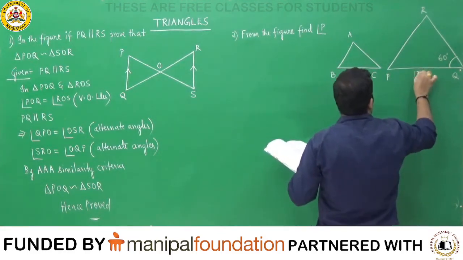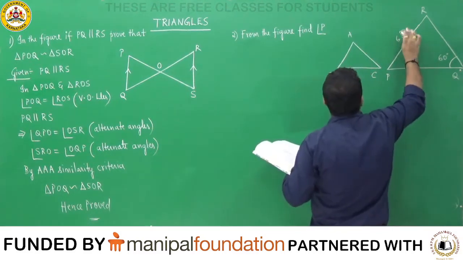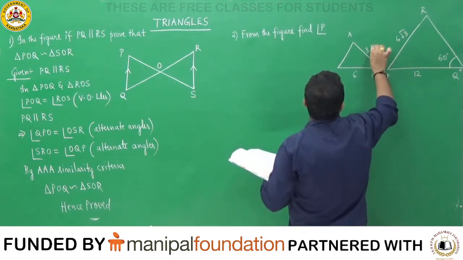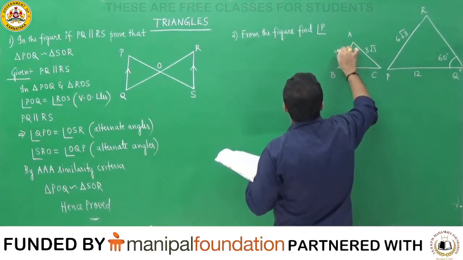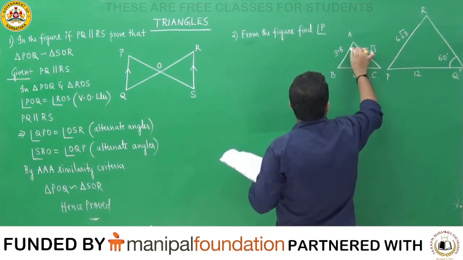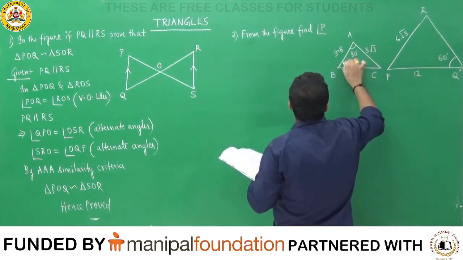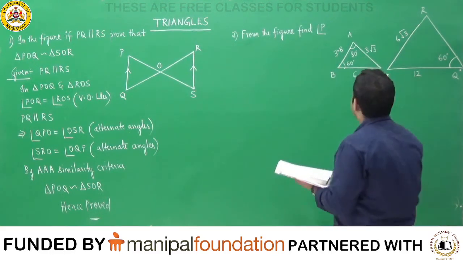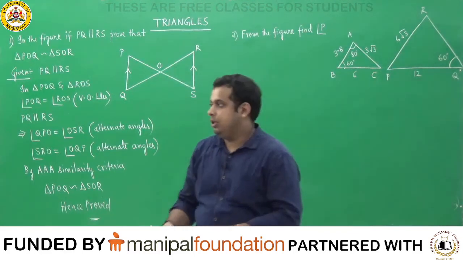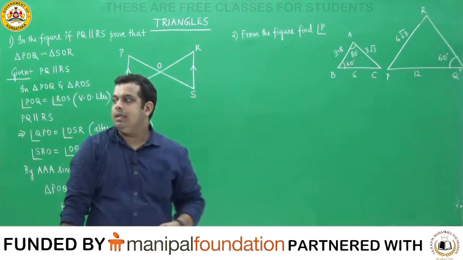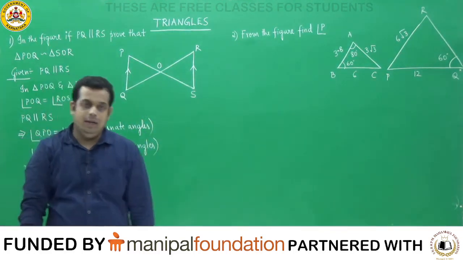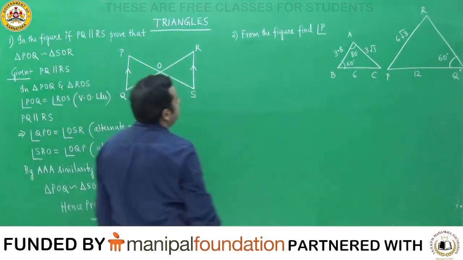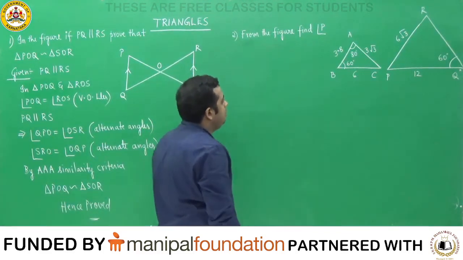So, this is given measure 12, this is given 6 root 3, this is 6, this is 3 root 3, and then this is 80 degree, here it's told 60 degree. Now, the question is asking you to calculate the value of angle P. All these details are given in the problem. In order to find the measure of angle P, first you have to establish that the given two triangles are similar to each other, right?